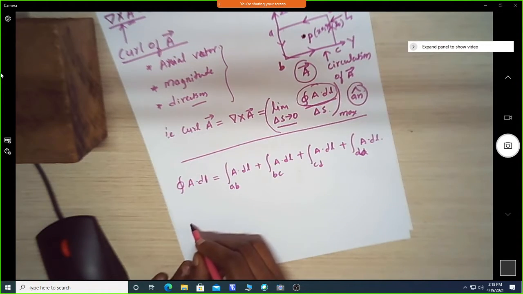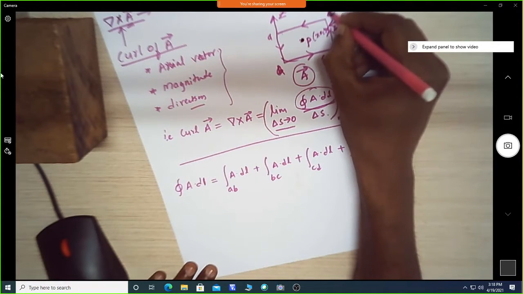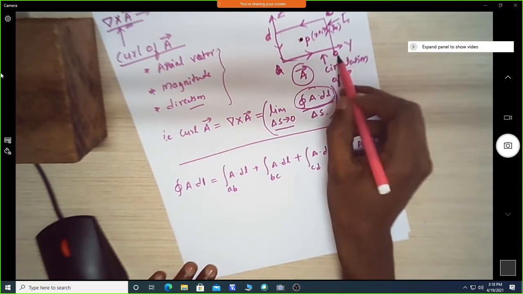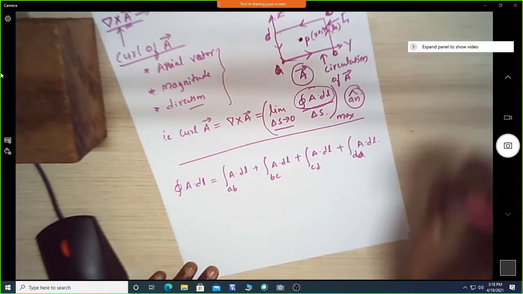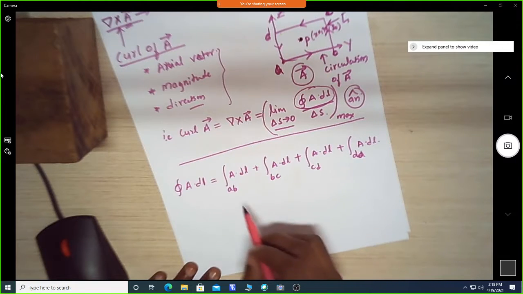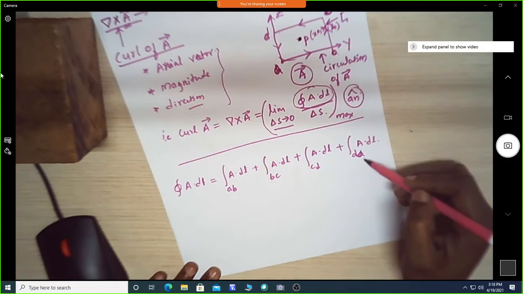Let us take this one, ABCD. Just for convenience I am writing ABCD. This point is A, this point is B, this point is C, and this point is D. So this is AB, this is BC, this is CD, and this is DA.